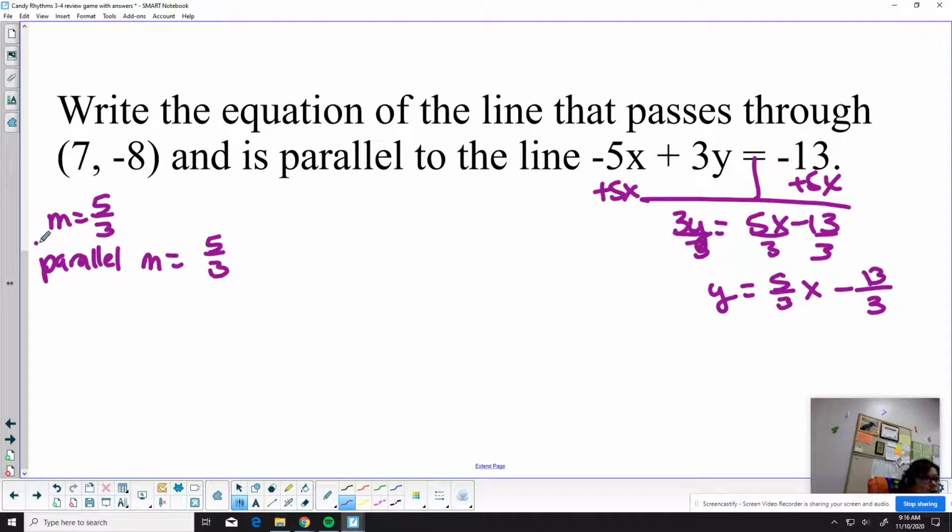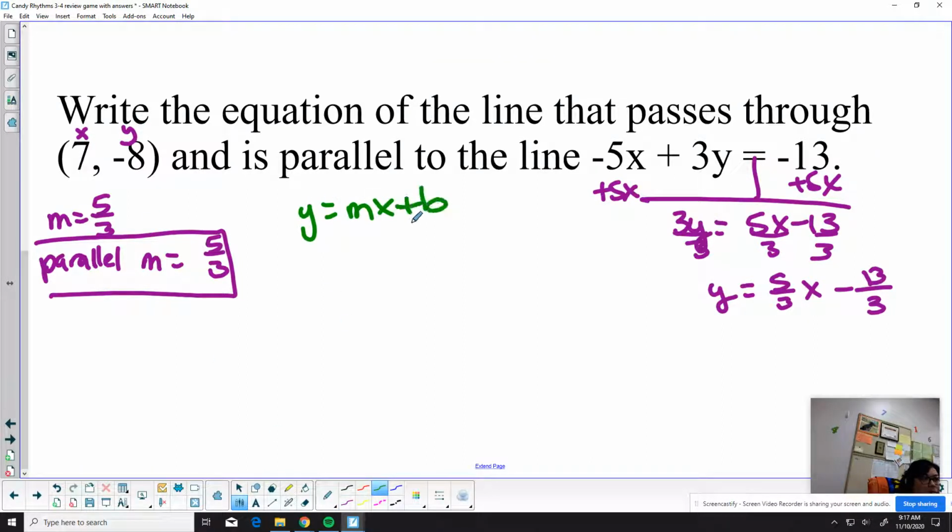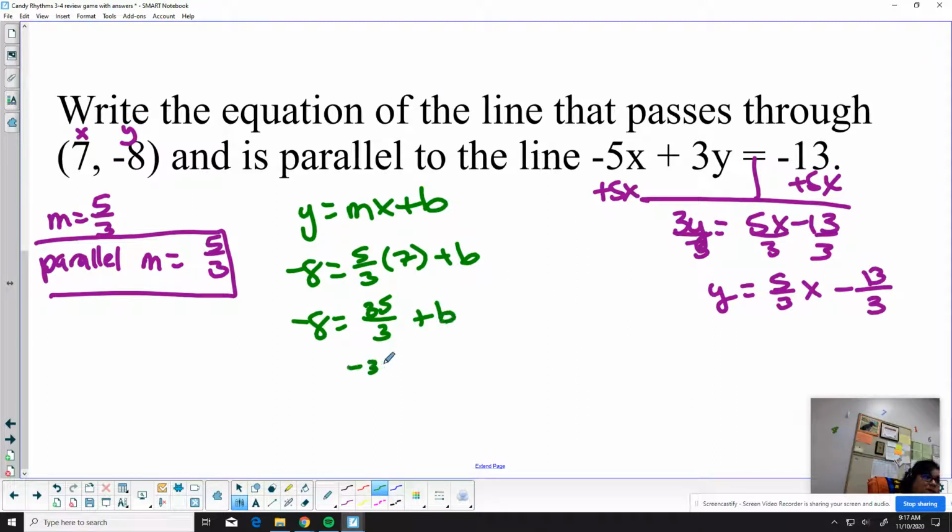So this is the slope I'm going to use in my equation, and I'm using this point, this one's x and this one's y. So y equals mx plus b. Let's plug what we know. Well, we know that y is negative 8. We know that m is 5/3. We know that x is 7. And then that would be 5 times 7 is 35 over 3. And then I'm subtracting that, and I'm going to need a calculator for this.